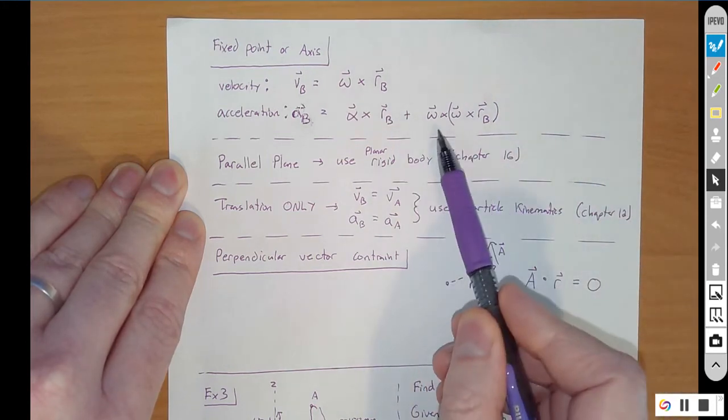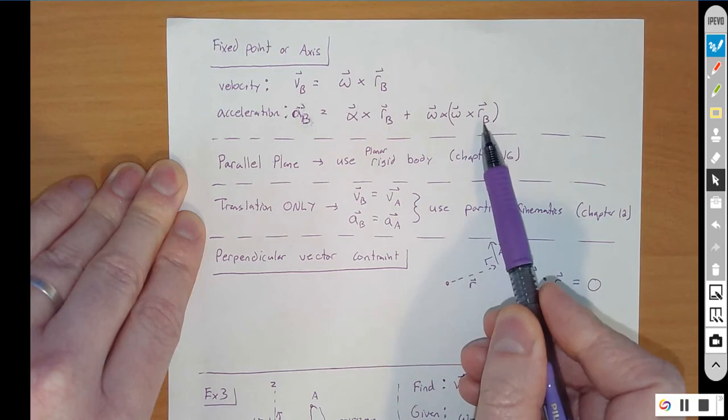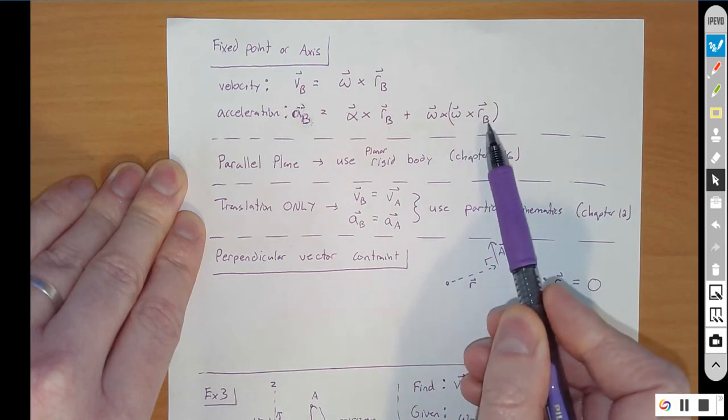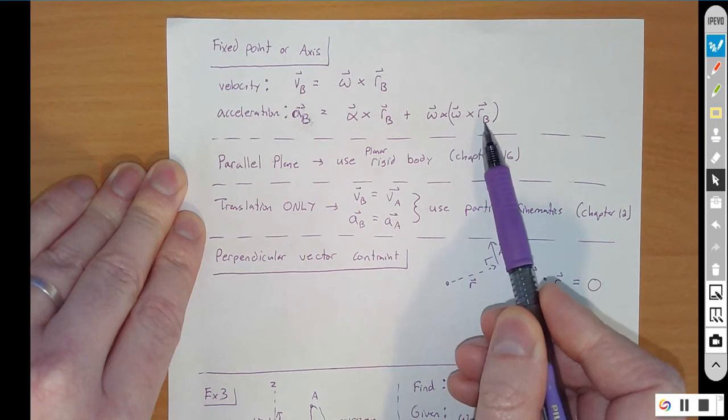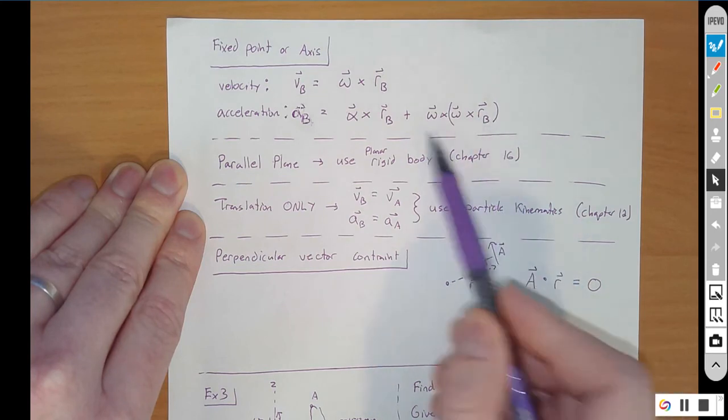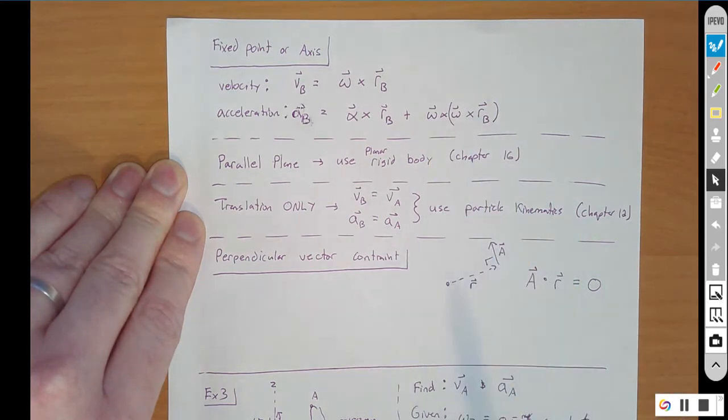And then when you do this omega cross R, make sure you do it in the correct order, and do not use the negative omega squared times R substitution. That is only for planar rigid bodies. You'll get the wrong answer if you do that. So make sure you go through the cross product in full.